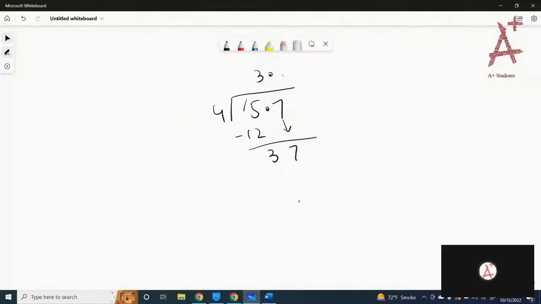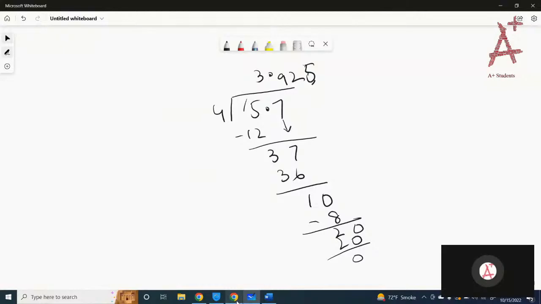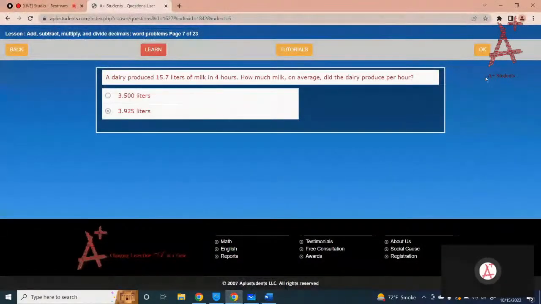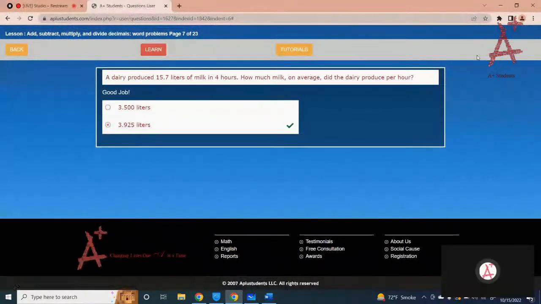4 times 9 is 36. And you're left with 1, so just put a 0 over here. 4 times 2 is 8. 10 subtract 8 is 2. Again put a 0 over here and you can go for 4 times 5 is 20. Got it? So 20 subtract 20 is 0. It is 3.925 liters. Got it? Select the correct option and click on the OK button.